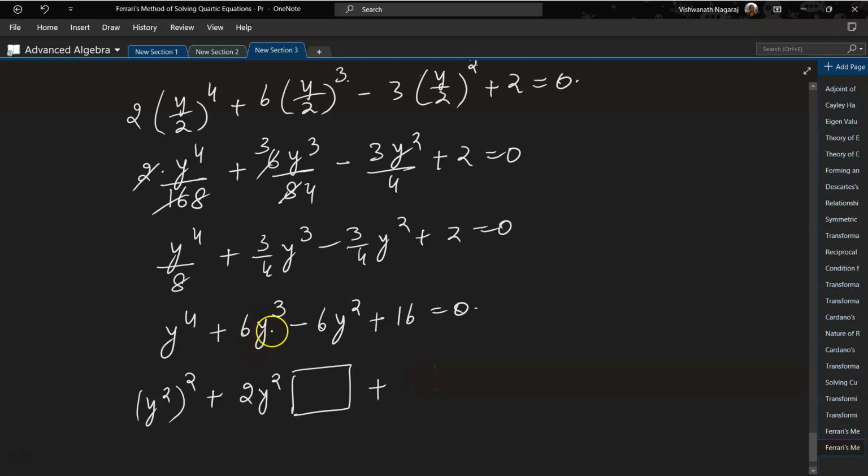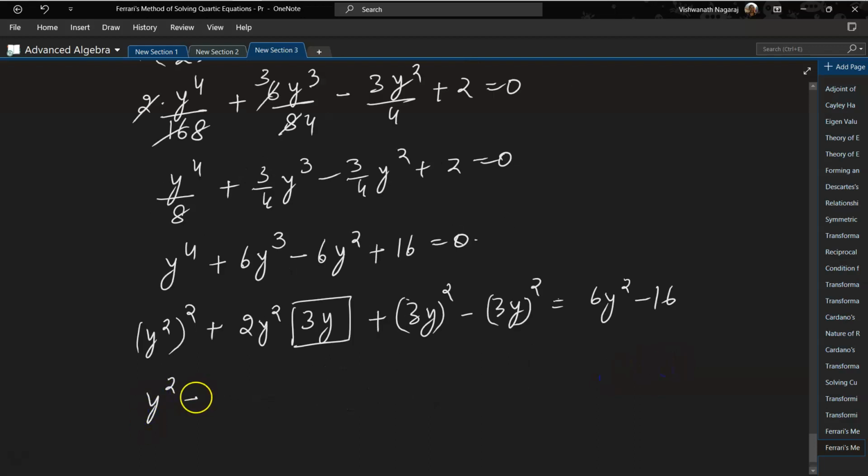So now how do I get 6y³? By putting a y, I get y³. By putting a 3, I get a 6. Okay. So which means whatever is there in this box will get squared. Since I have added this, I need to subtract this as well. Is equal to 6y² − 60. Okay. So this can be written as (y² + 3y)² is equal to, now this we take it to the other side, this becomes plus, so 15y² − 60.